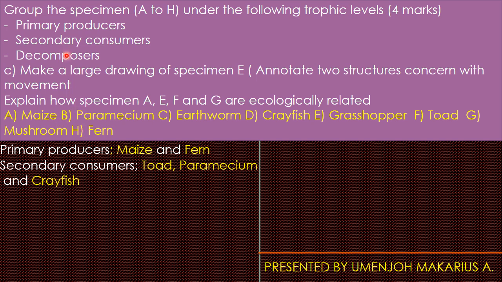Now friends, the next one is decomposers. What organisms are found under decomposers? They are simply organisms that, when other organisms die, help to decompose their dead bodies. And in that light now, guys, we simply have the mushroom and the earthworm. Good. We have the earthworm and the mushroom. Perfect, guys. So that's the answer.